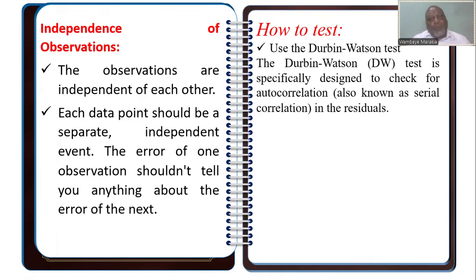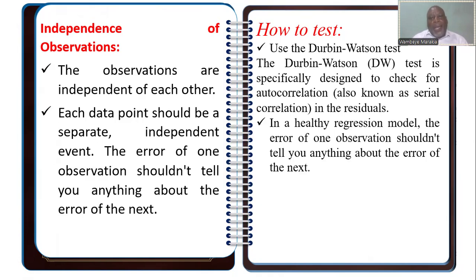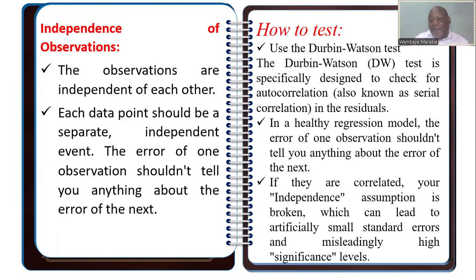How do you test for this independence of observations? We use the Durbin-Watson test, and the Durbin-Watson test is specifically designed to check for autocorrelation, also known as serial correlation, in the residuals. In a healthy regression model, the error of one observation shouldn't tell you anything about the error of the next, as we have said earlier. If they are correlated in any way, your independence assumption is broken, which can lead to artificially small standard errors and a misleadingly high significance level.